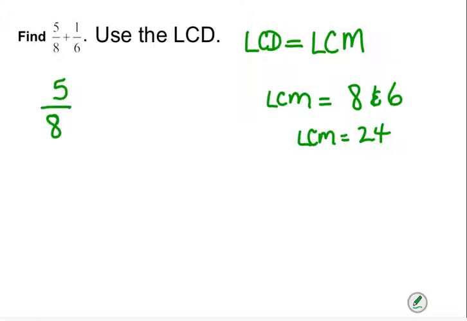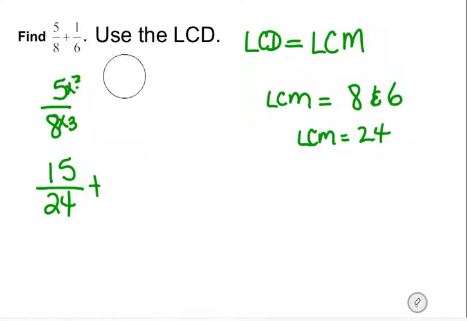5/8. What do I have to multiply 8 by to get 24? Emmy? 3. So this is 8 times 3, and this is 5 times 3. This one here becomes 15/24ths. Do you agree? Okay. Now I've got to add to it, well, what is 1/6? What am I going to multiply it by, Braden? 4. Times 4, times 4. This now becomes 4/24ths.